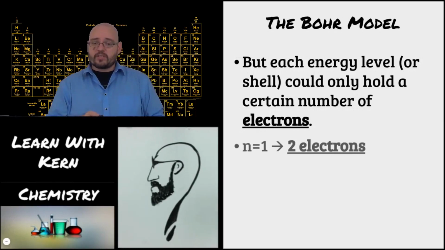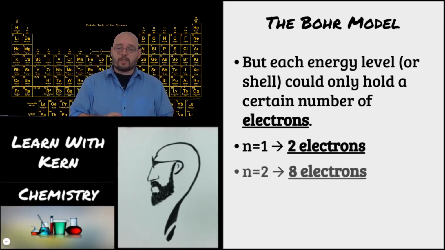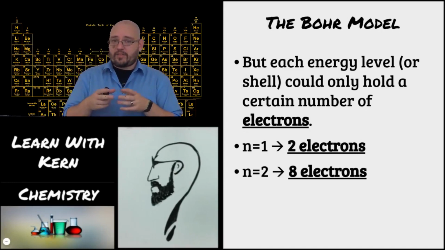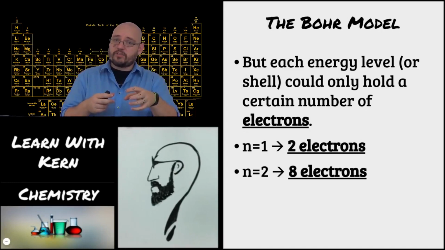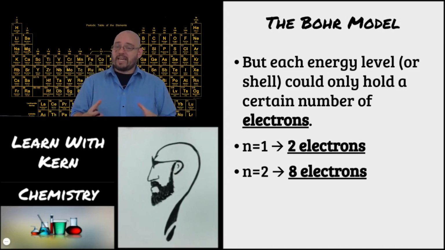The first energy level, Bohr figured out, could only hold 2 electrons. And the second energy level could hold 8 electrons. So if you had 3 electrons, 2 of them would be in the first energy level, and the third one would have to be in the second energy level. And then if you got up to 10 electrons, you could have 2 in the first and 8 in the second.